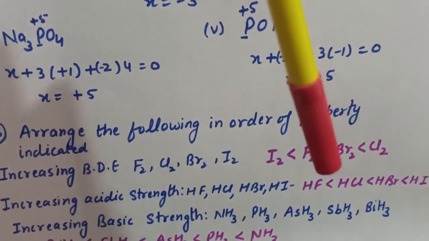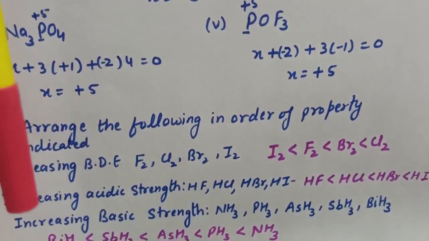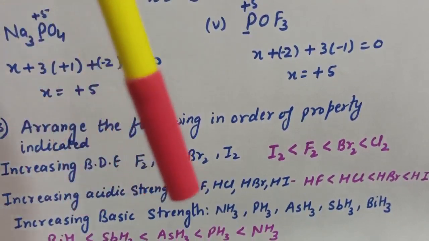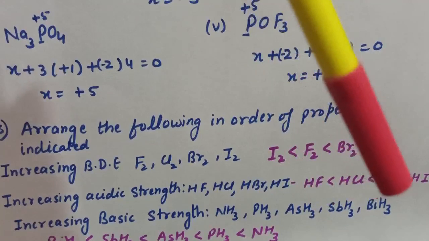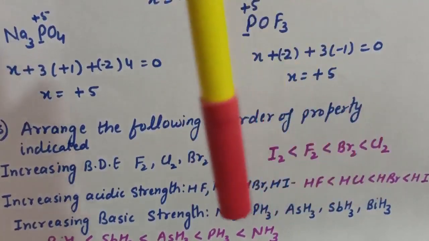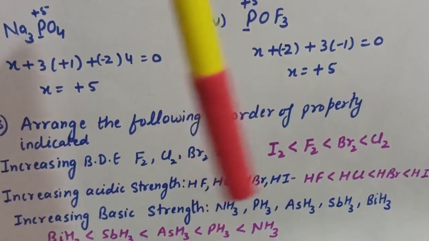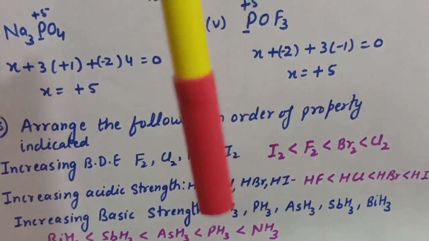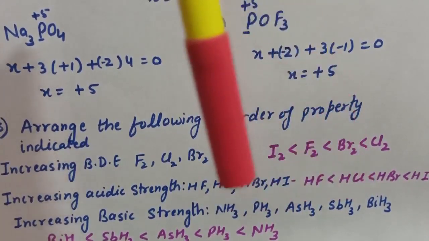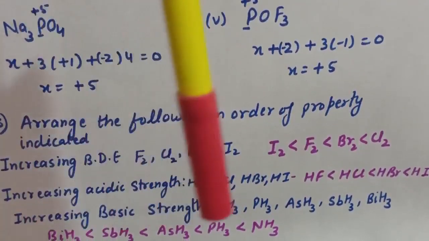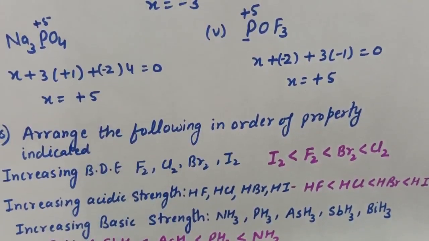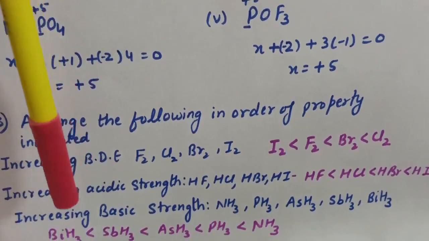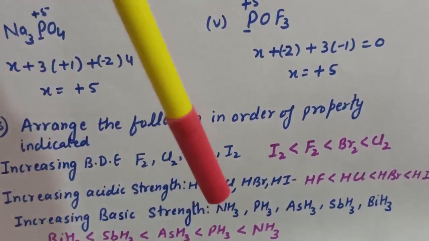Third part is increasing basic strength of NH3, PH3, AsH3, SbH3 and BiH3. These are the hydrides of group 15, and when we move from nitrogen to bismuth, the basic strength decreases. This is the order for basic strength, and this can be explained on the basis of size and electron density present on the central atom.